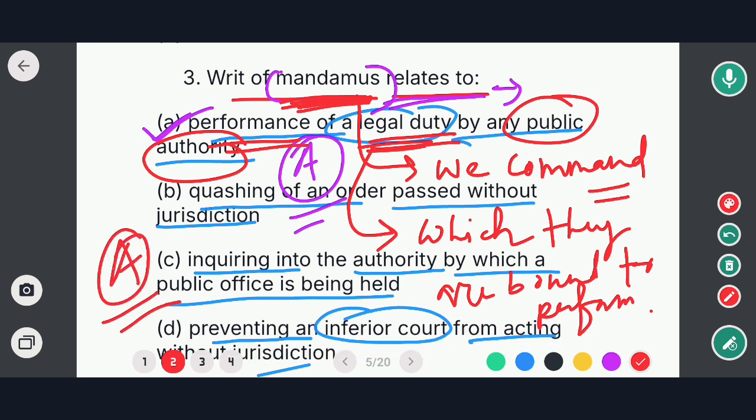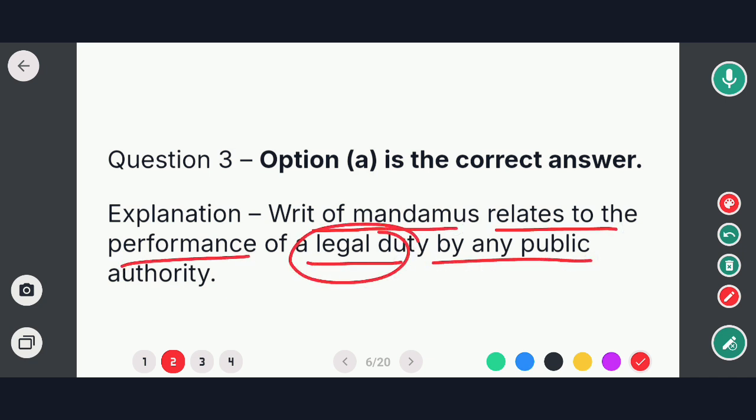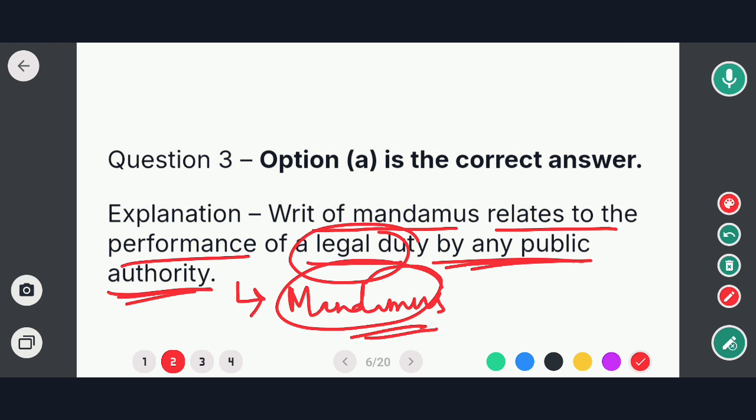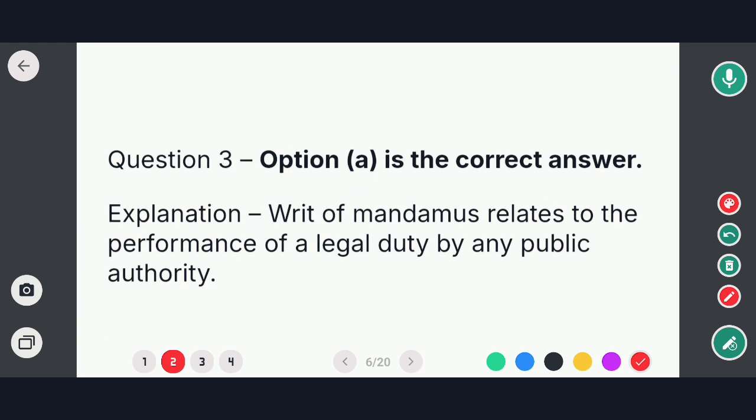Now read the explanation for better understanding. Look, the writ of mandamus relates to the performance of the legal duty by a public authority. That means if there is any mistake or any failure on the part of the public authority to perform his duty, in that case the court may issue the writ of mandamus to perform his duty properly. So in this case option A would be the correct answer. Okay, now move to the next question.